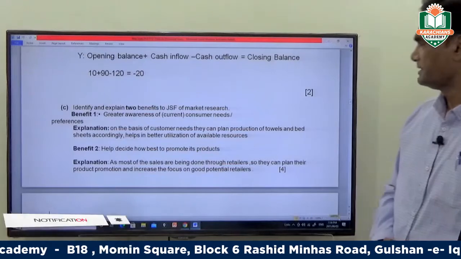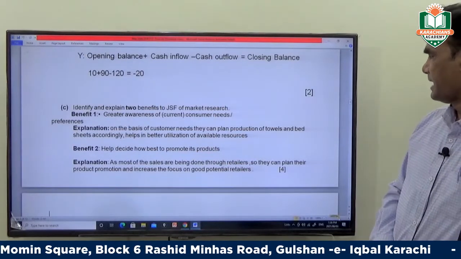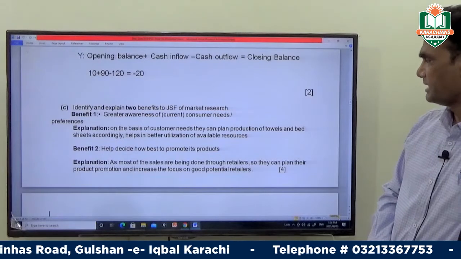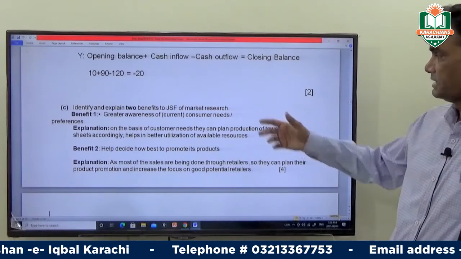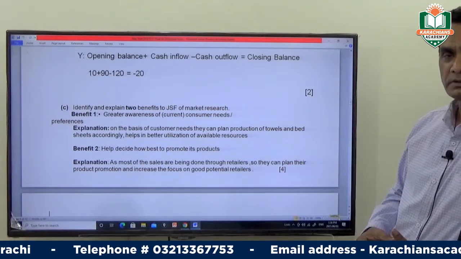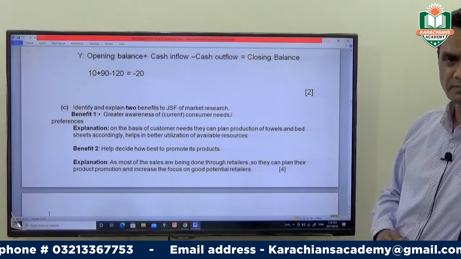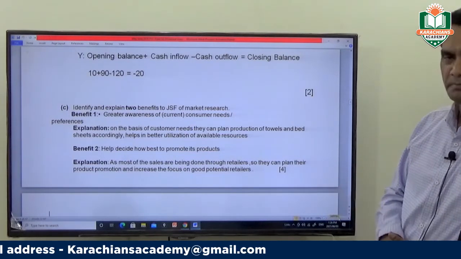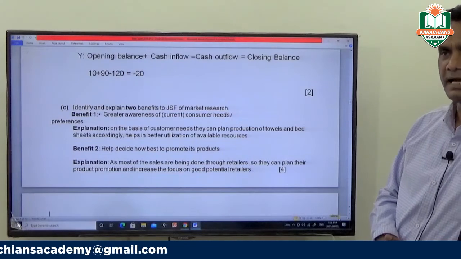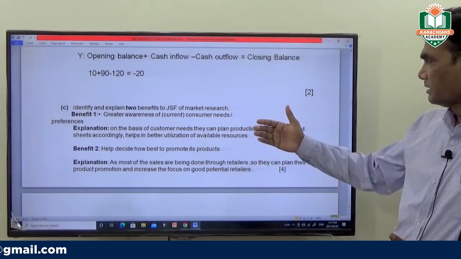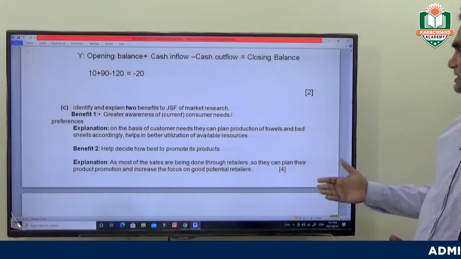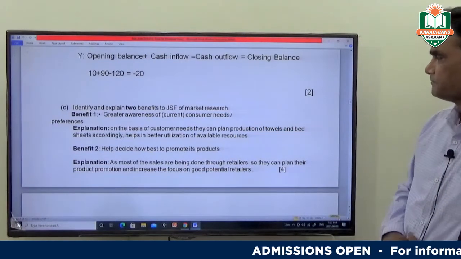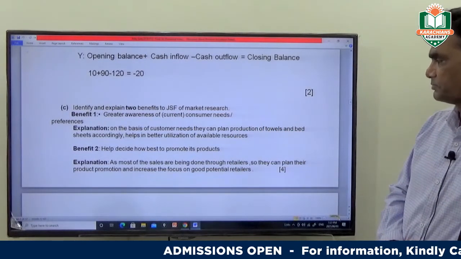Explanation: on the basis of customer needs, they can plan production of towels and bedsheets accordingly. Helps in better utilization of available resources. Yes, if we have awareness of the preferences of our customers or consumers, we can plan our production accordingly, and it reduces our wastages and helps in better utilization of available resources. Number 2 benefit, help decide how best to promote its products.